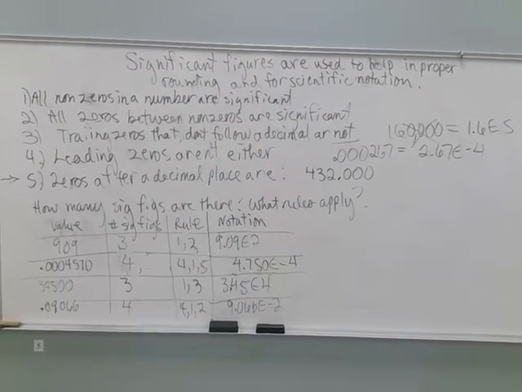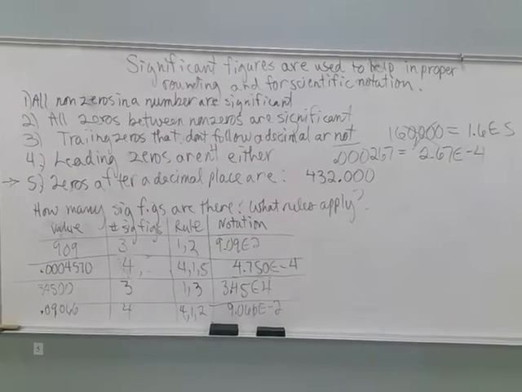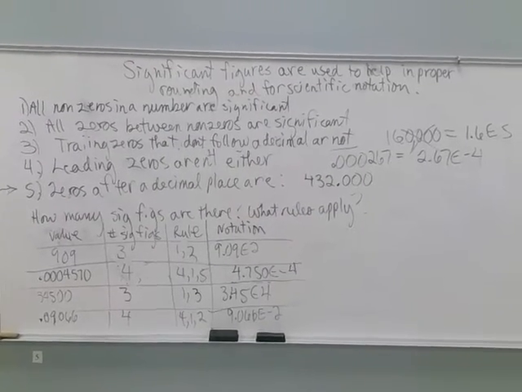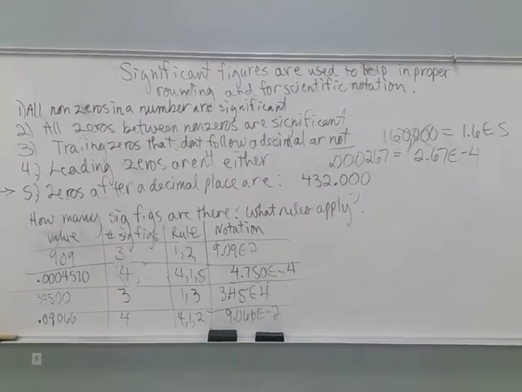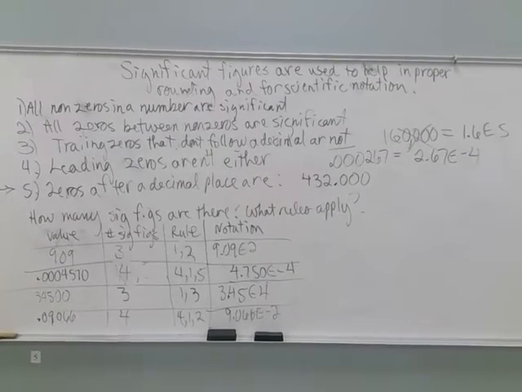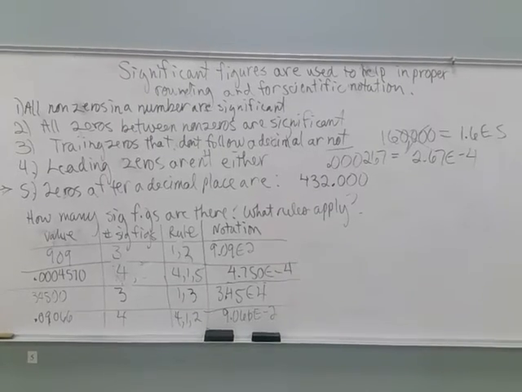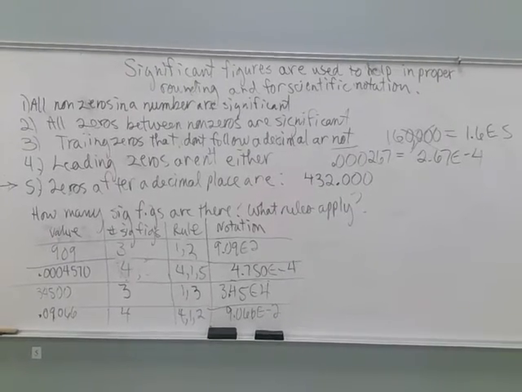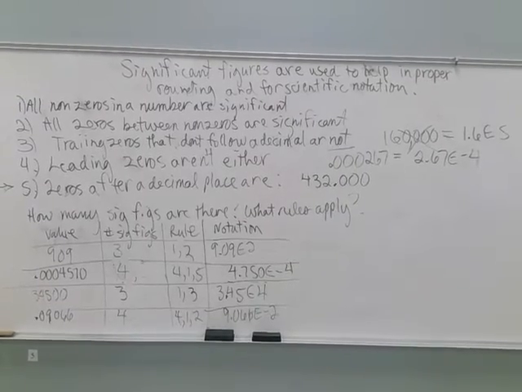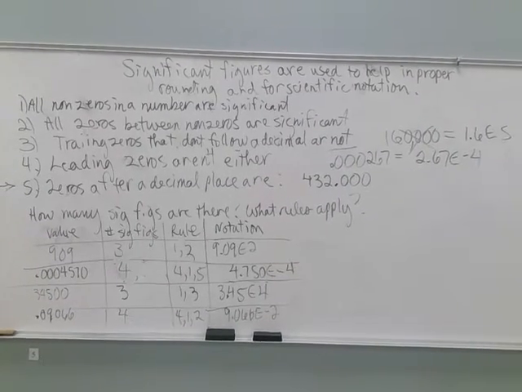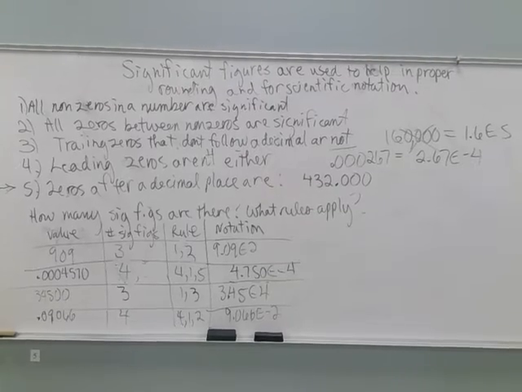So we have 5 basic rules about numbers that are significant. And I'll assign each one of them a number. So rule 1 is that all non-zeros in a number are significant. Rule number 2, all zeros between non-zeros are significant. 3, trailing zeros that don't follow a decimal are not, and I put "are" instead of "ARE", not.